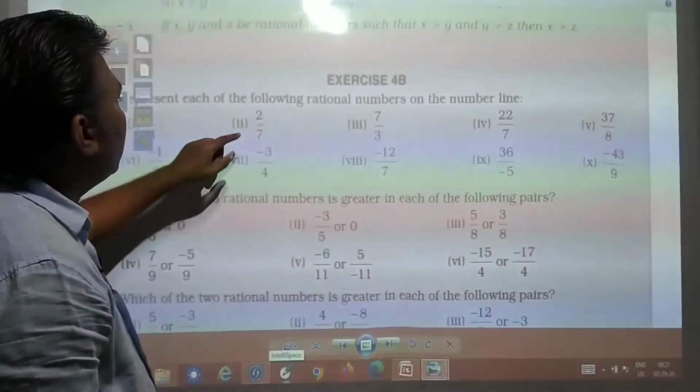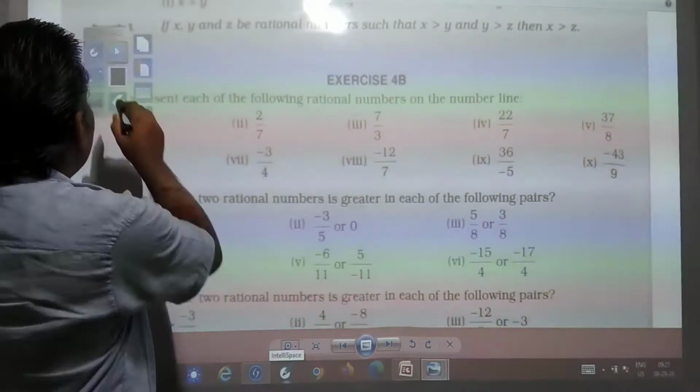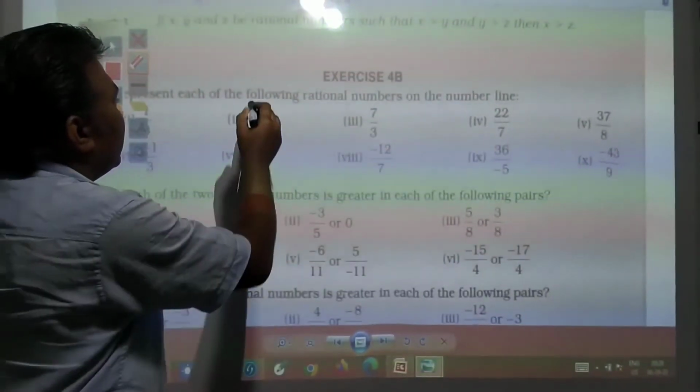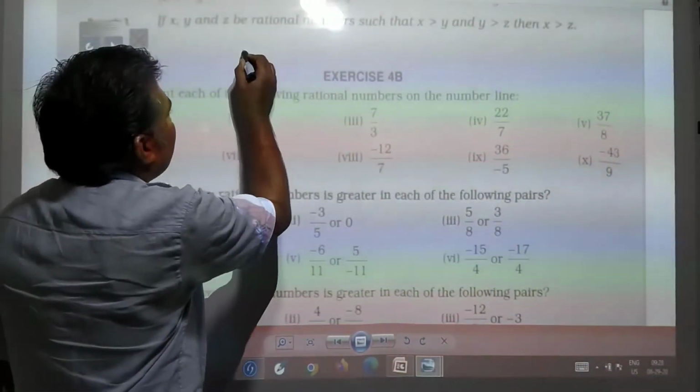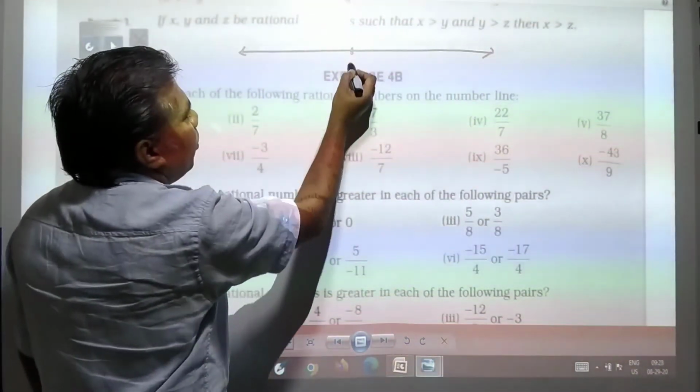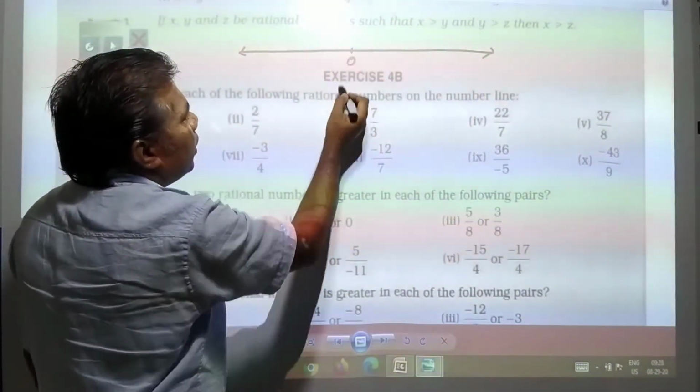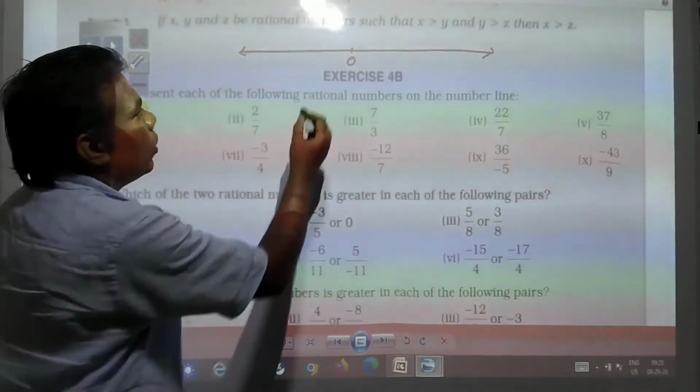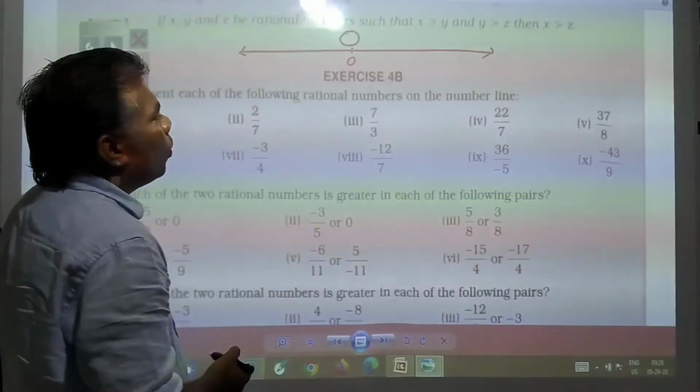Next you see 2 by 7. So again the same thing is required to be done. Here you see, suppose you have 2 by 7. So one number line is required to be drawn, fix a point, and from there that number starts with 0. Name it, suppose this is O.